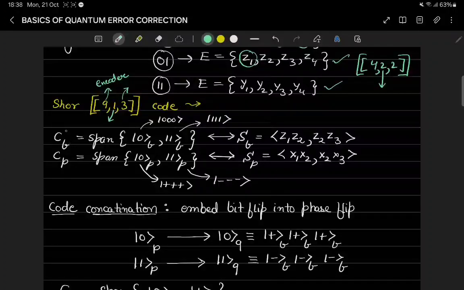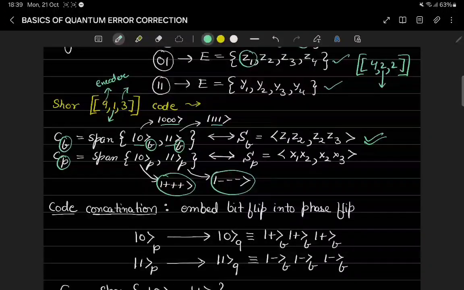So we have the code space for the bit flip code. B is for bit flip. So it is 0 1, such that they are logical. Instead of logical, I am writing B because B is for bit flip. So they are of this form, and the stabilizer is of this form. So the stabilizer completely defines the code space. Similarly, I have the phase flip code, and it has these as the logical bits, and I am denoting it by this, and this is the stabilizer.